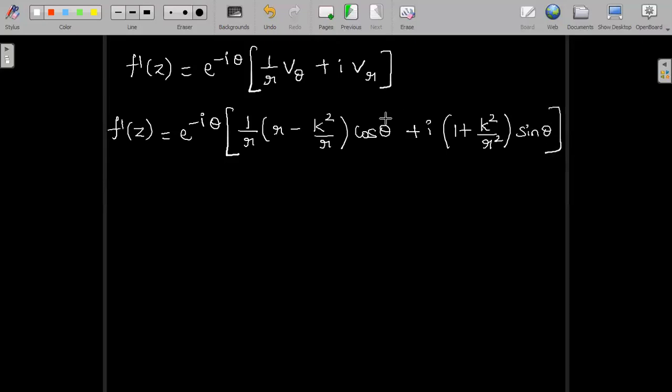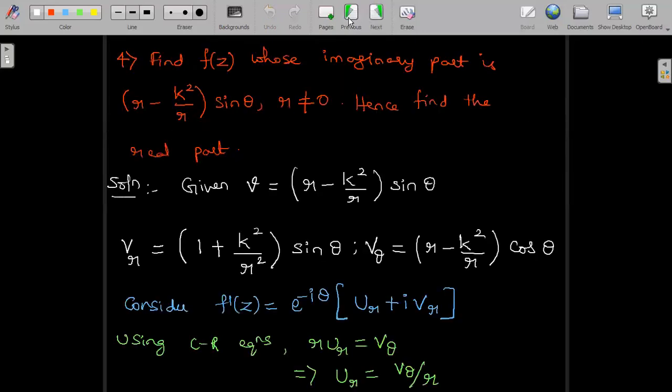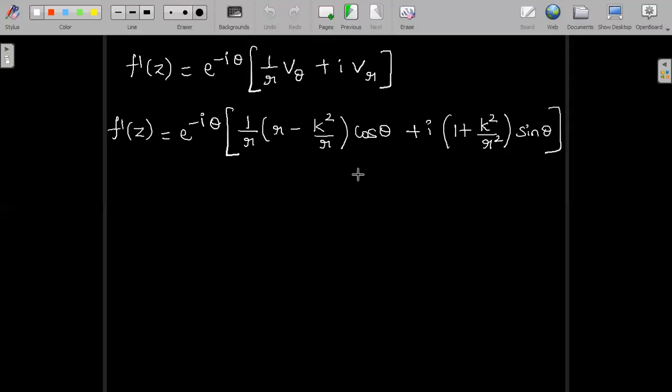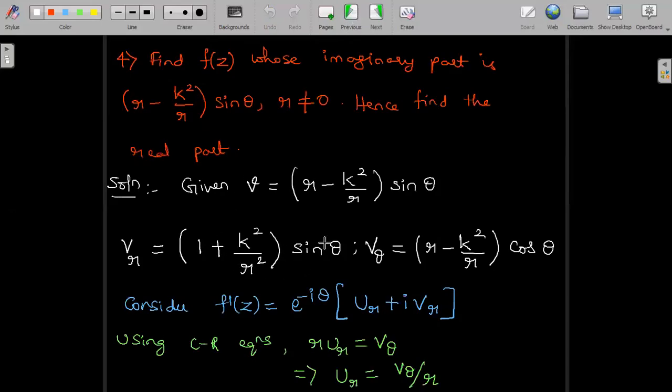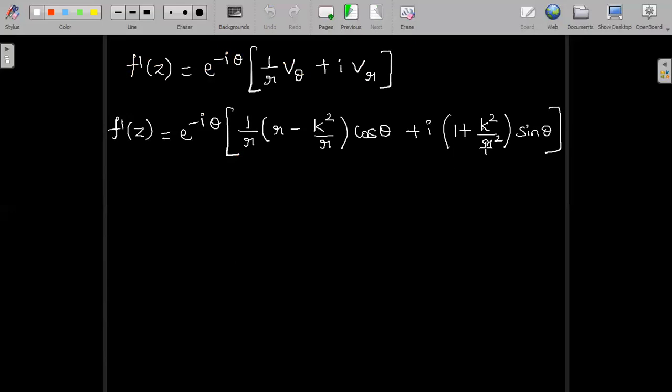Let us just check whether we substituted correctly. V theta and vr terms we are trying to substitute. So v theta is r minus k square by r cos theta, and i as it is. Vr is nothing but 1 plus k square by r square sine theta. Yes, we have substituted correctly.